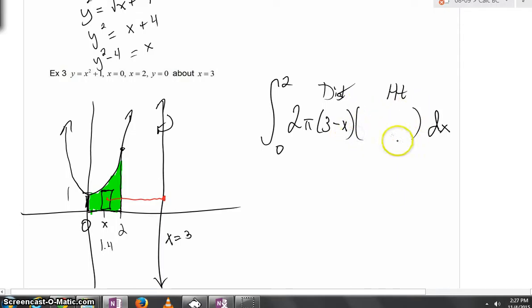Then we'd like to find the height of this rectangle. Top minus bottom. You can see that the very top would be x squared plus 1. The bottom would be the x-axis itself, which would be y equals 0. Again, working this out, I'll leave it to you to finish it up using the calculator, but you would get 16 pi.